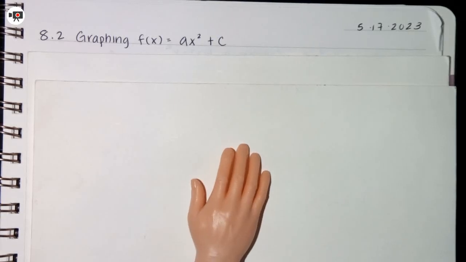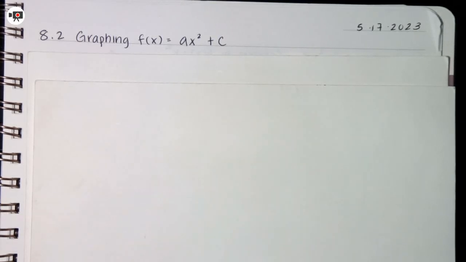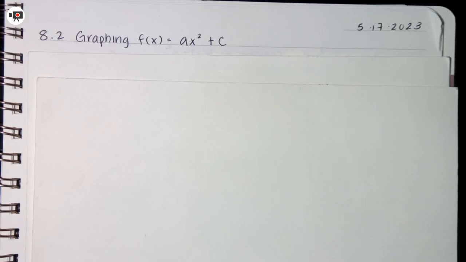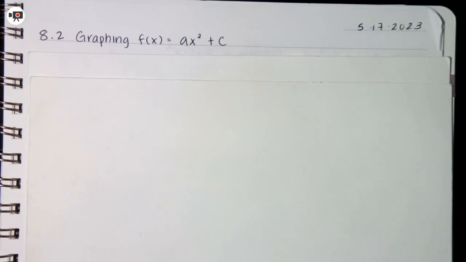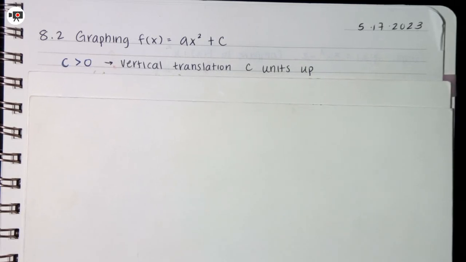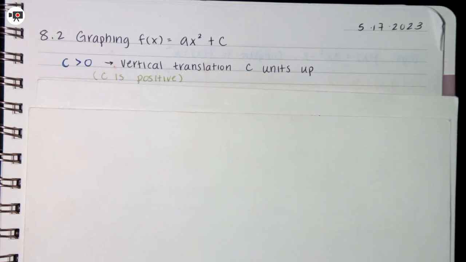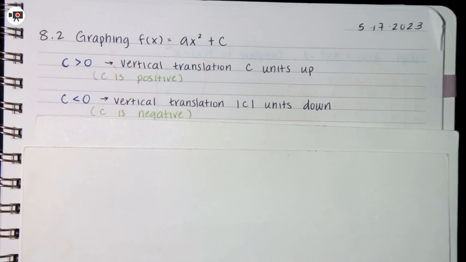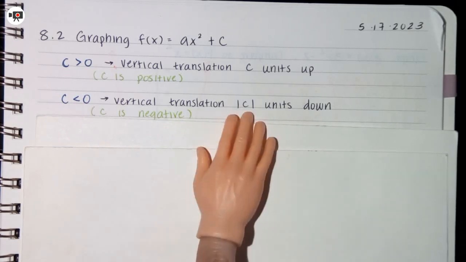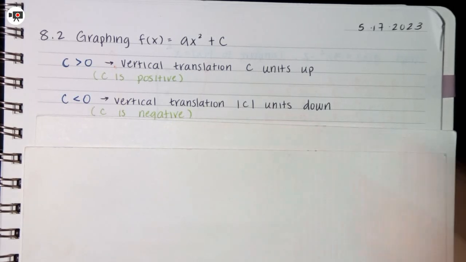Alright, this is 8.2. Graphing f of x is ax squared plus c. We've done f of x is ax squared. Now we're just adding on the c value. If c is greater than 0, so if c is positive, it is a vertical translation c units up, so it'll move the graph up. If c is negative, it's a vertical translation c units down.